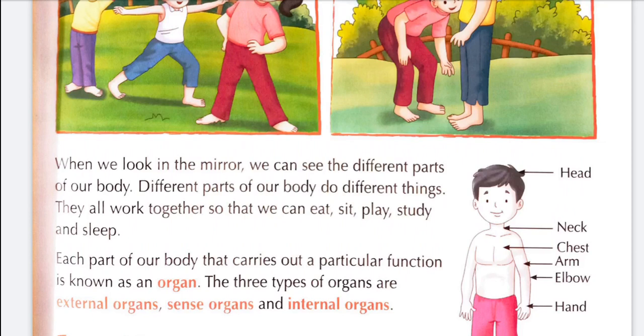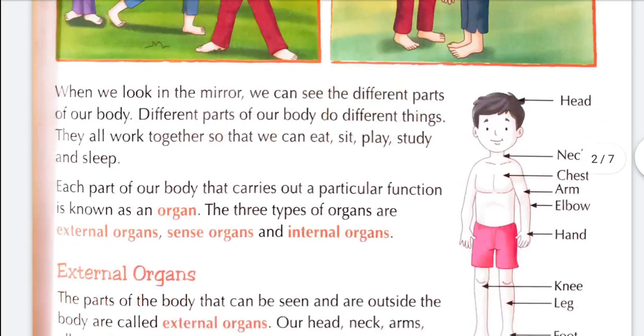Different parts of our body do different things. They all work together so that we can sit, eat, play, study and sleep. Each part of our body that carries out a particular function is known as an organ. Our organs are classified into three categories. They are external organs, sense organs and internal organs. Now move on to the next paragraph.